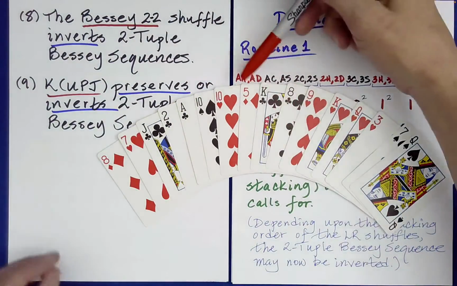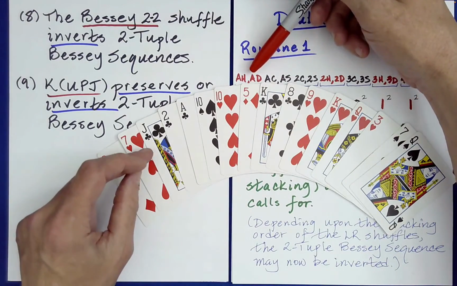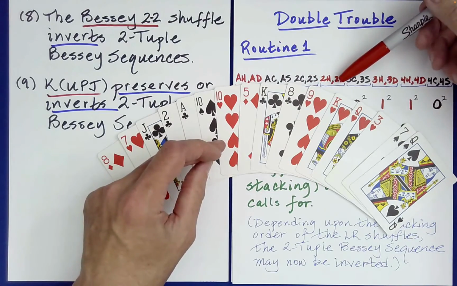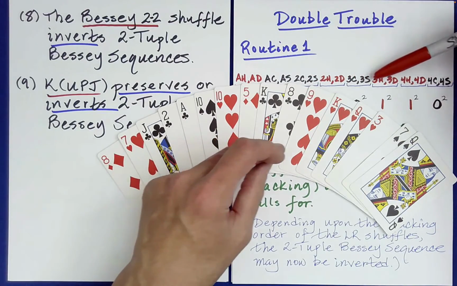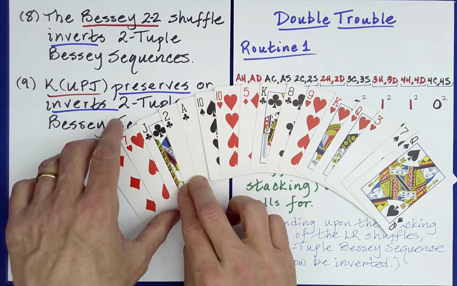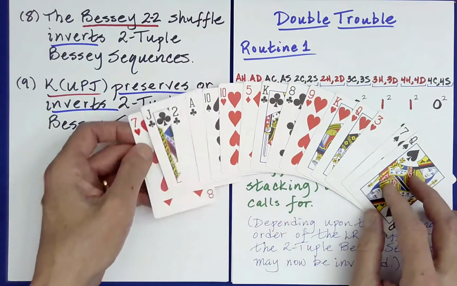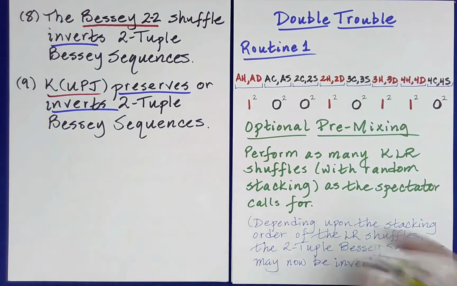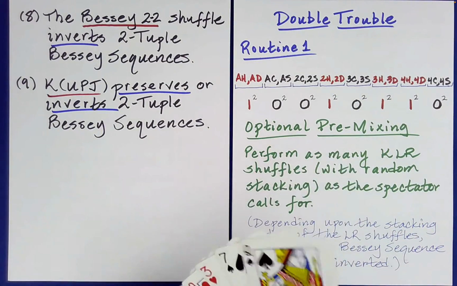Okay, so I need a couple of red, I have them, a total of 4 black, which I have, a couple of red, a couple of black, 4 red, 2 black. Okay, so this is a two-tuple Bessey sequence of order 8, and the card characteristic of interest to us is the color. So we're really just focused on the colors of the cards.